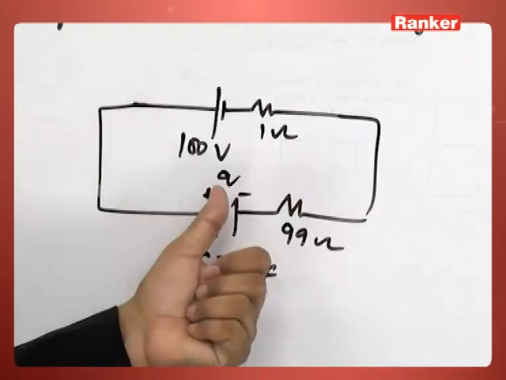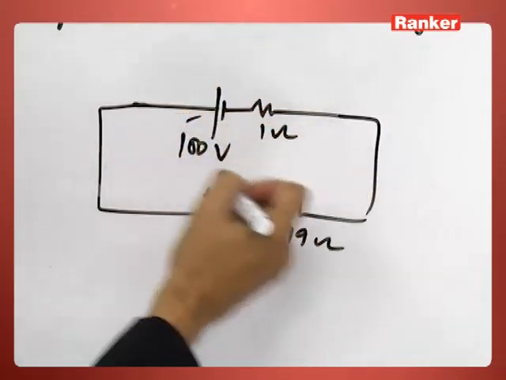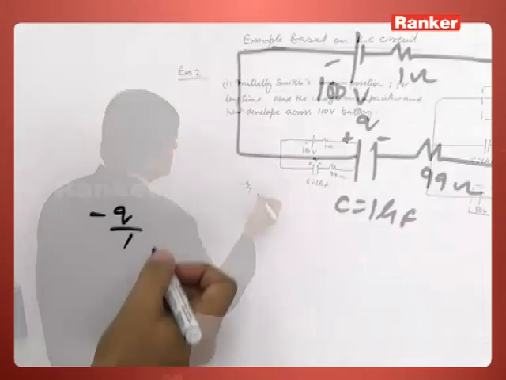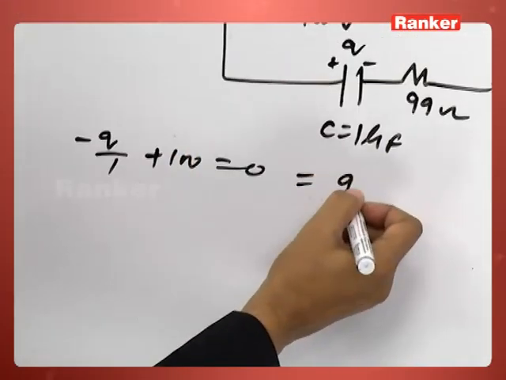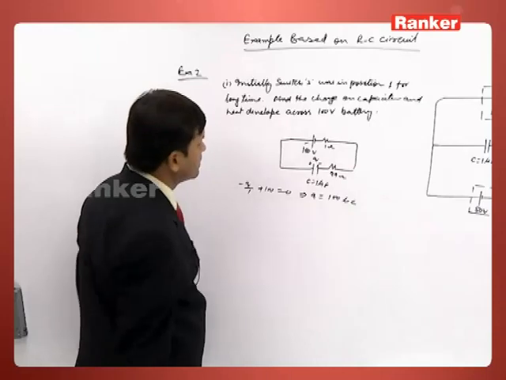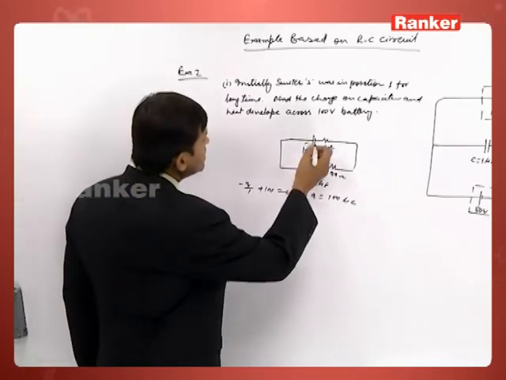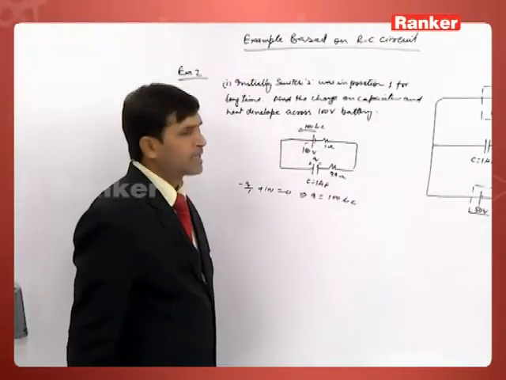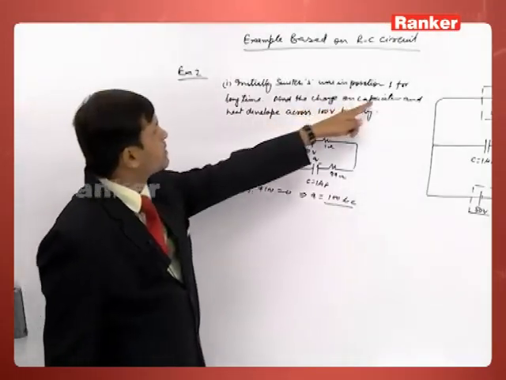First I would like to calculate the charge on the capacitor. Now, apply Kirchhoff's law. When we are applying Kirchhoff's law here, we will get minus Q by 1 plus 100, which is 0. So this will become Q is equal to 100 microcoulomb charge. So the charge on the capacitor is 100 microcoulomb. It means through the cell, 100 microcoulomb charge has flown in this direction. So this is one part of the answer. Find the charge on the capacitor.